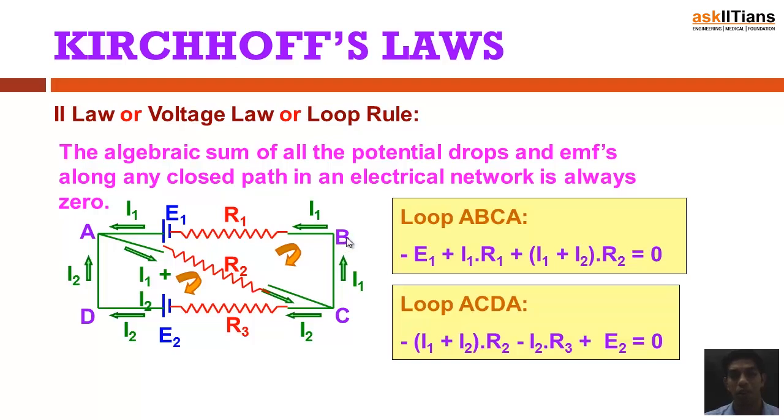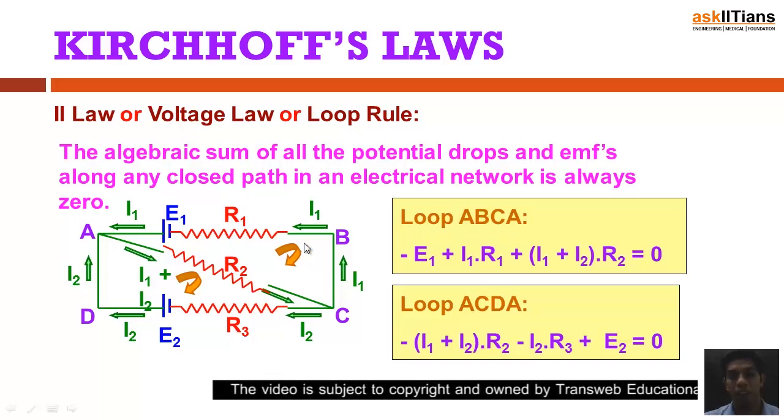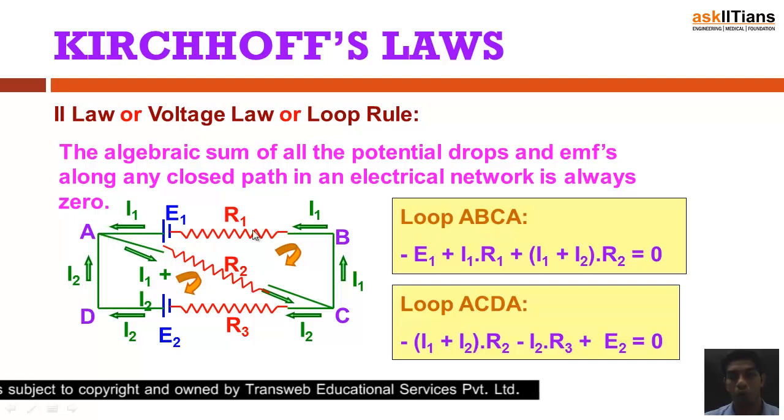That's a property of a conservative field. When we move from point C to A, then back to C, we are moving in an electric field. The electric field is conservative in nature. So the work done in moving from any point and coming back to the same point in an electric field is 0. Hence, the loop law holds true. If you have a look at this expression for the loop A, B, C, A, we have taken into consideration that we are moving from A to B.